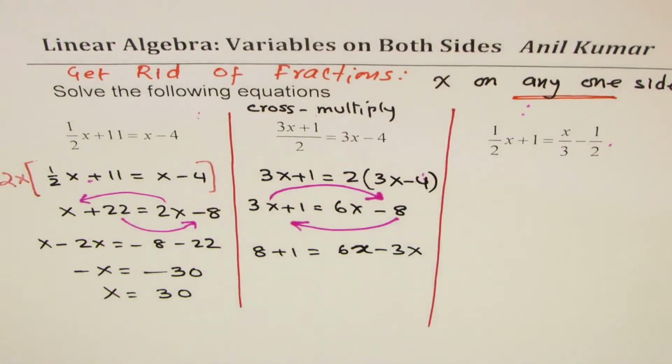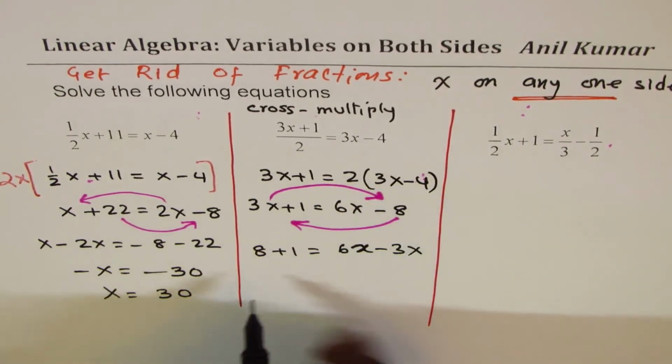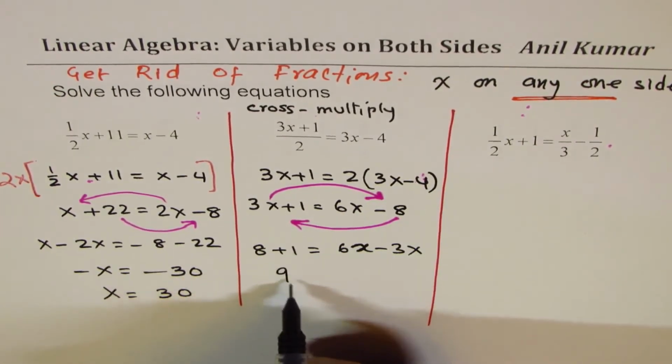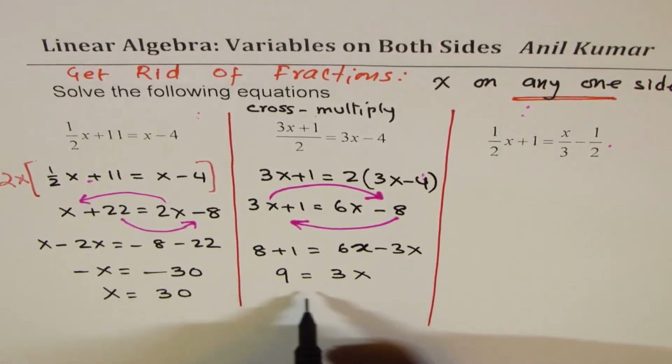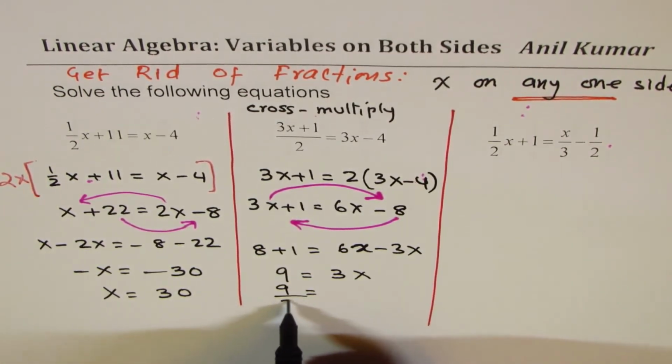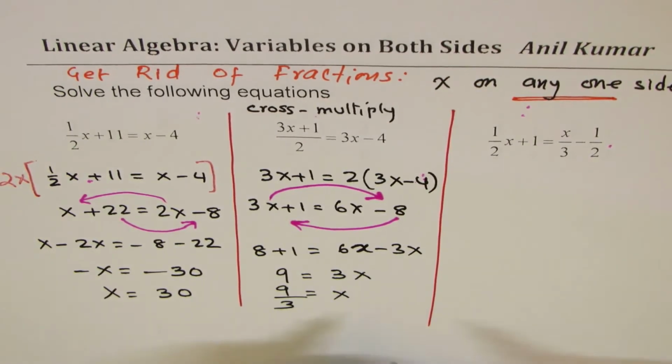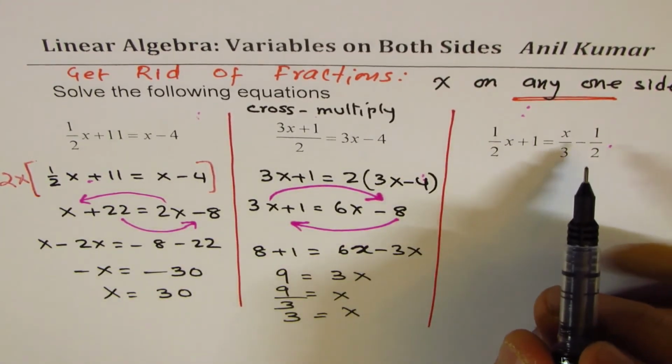That is critical. We are keeping x on any one side. That is the strategy ultimately. So we have 8 plus 1 as 9, 6x minus 3x as 3x, and now we can divide by 3, so we get 9 over 3 as x, and we can write x equals 3. Is it okay? So like this, you could solve it. Now let's look into the next question.